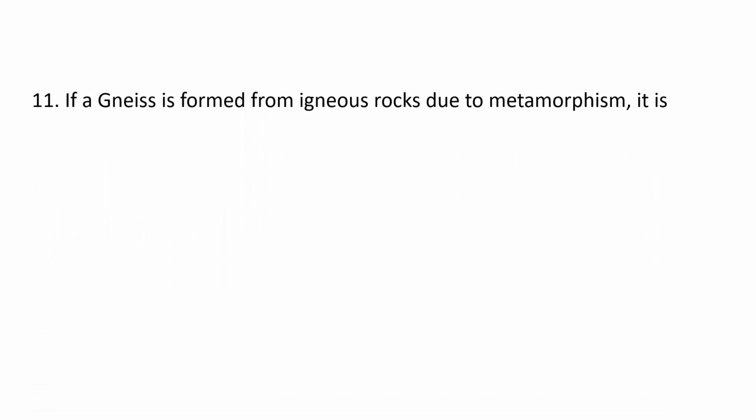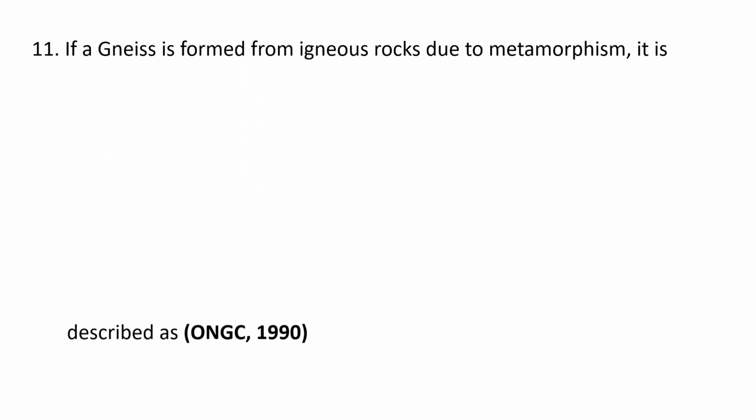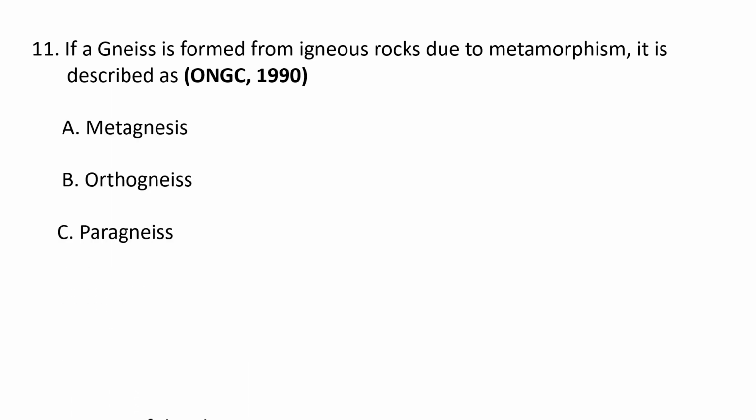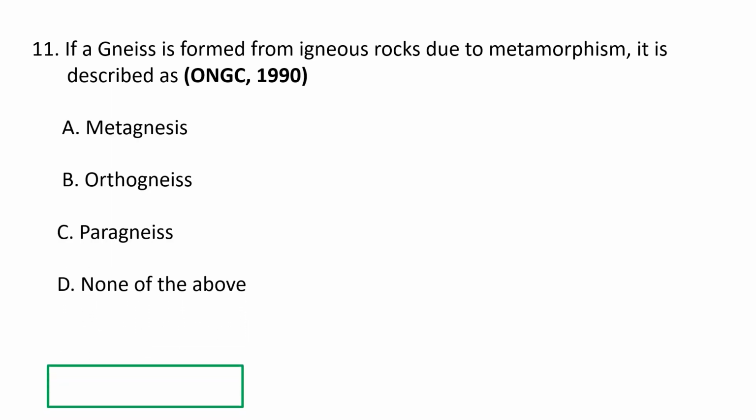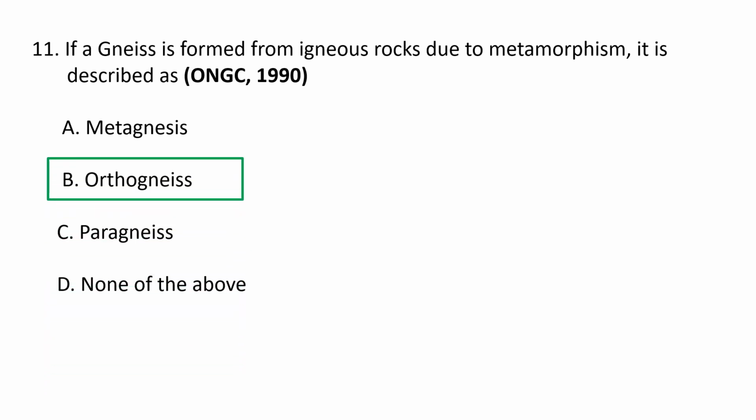Next question. If a gneiss is formed from igneous rocks due to metamorphism, it is described as A. Meta-gneiss, B. Ortho-gneiss, C. Para-gneiss, and D. None of the above. If a gneiss is formed from igneous rocks due to metamorphism, it is known as an ortho-gneiss. Para-gneiss is a type of meta-sedimentary rock based on textural attributes. So the correct answer is ortho-gneiss.